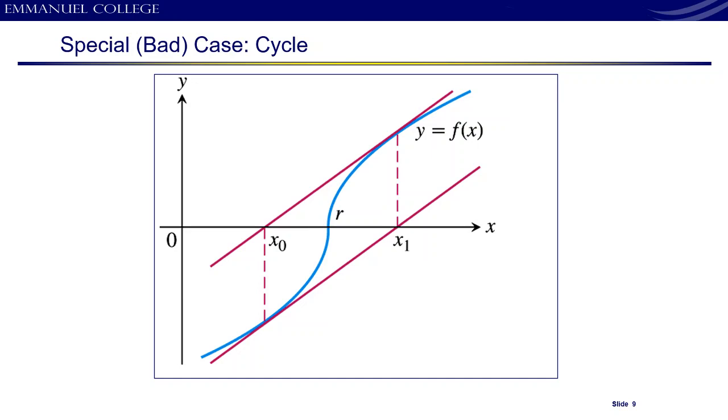Because some functions have a very weird and special case where they just cycle. x naught leads to x1. x1 leads back to x naught, so x naught is really x2, and then x1 becomes x3 as well. So what's happening is you're constantly getting these points and they're never converging. So you have to be very careful about the points that you pick. The function's already recursively defined, but if it starts to recursively define itself into an infinite loop, just call it quits and pick a new point.